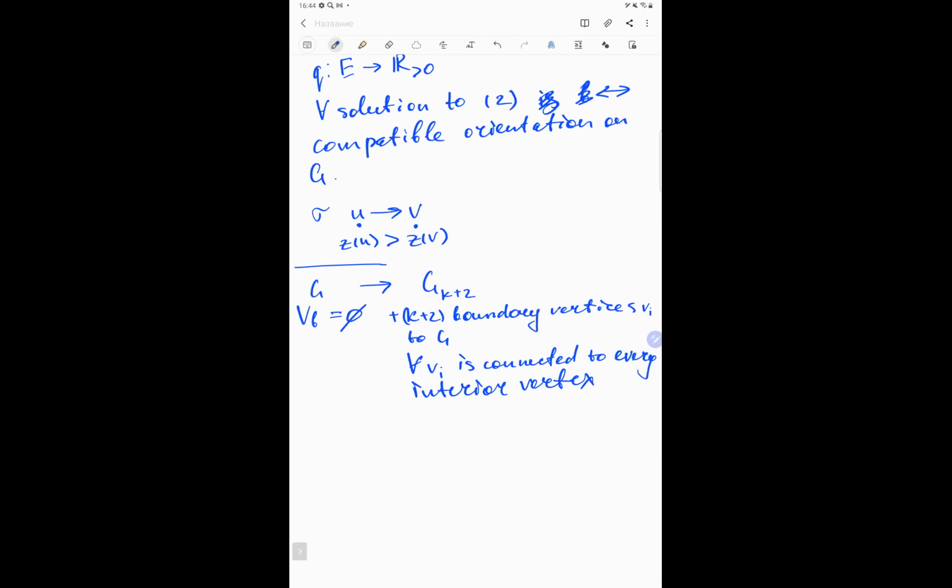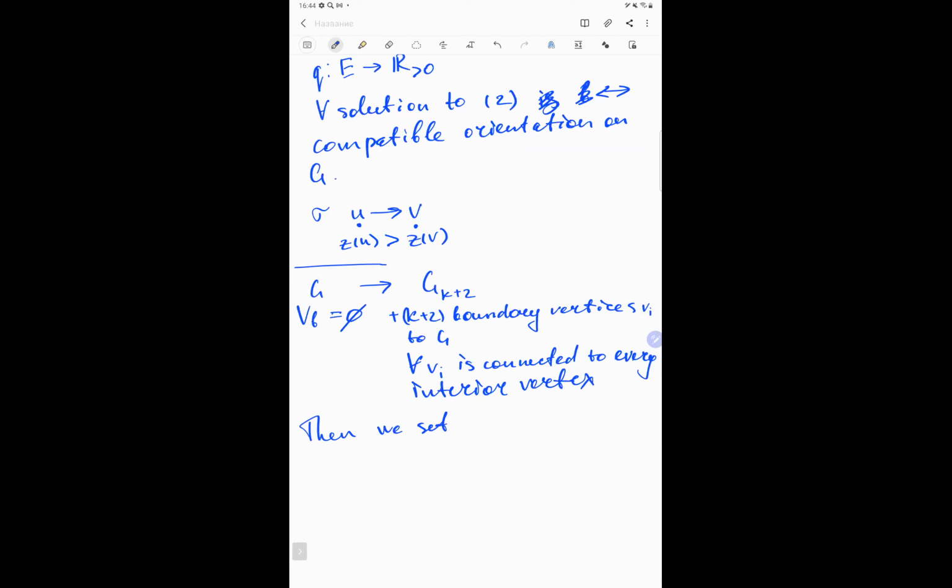I'm attracting Polina's attention to the fact that adding boundary vertices to a given graph is exactly taking the join of G and K plus 2, a discrete graph on K plus 2 vertices, because we connect each of these additional K plus 2 vertices to all the vertices of the original graph. Okay.